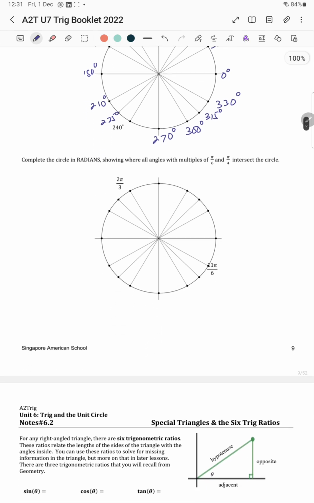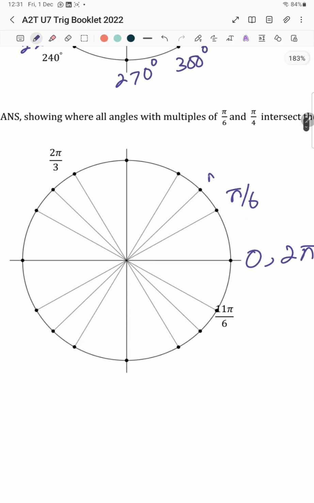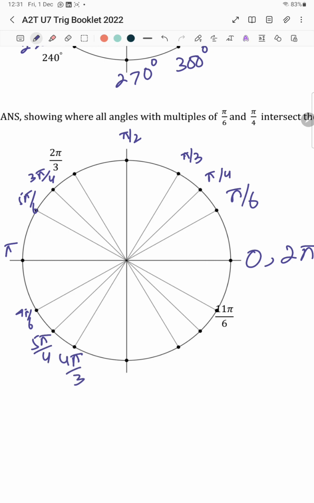Okay. Complete the circle in radians showing all of the angles with multiple of pi by 6 and pi by 4 intersect the circle. 0, 2 pi, pi by 6, pi by 4, pi by 3, pi by 2, 3 pi by 4, 5 pi by 6 and pi. 7 pi by 6, 5 pi by 4, 4 pi by 3, 3 pi by 2, 5 pi by 3, 7 pi by 4.